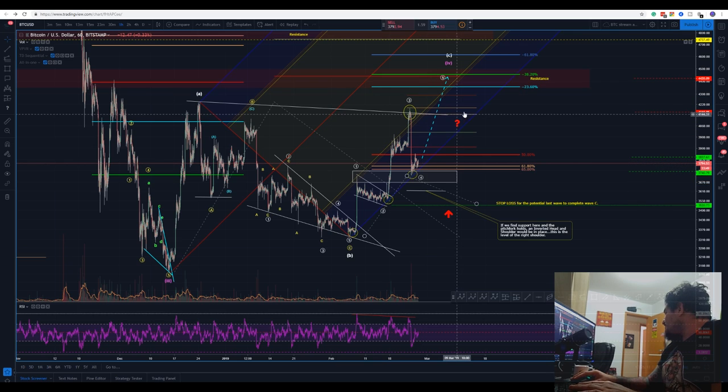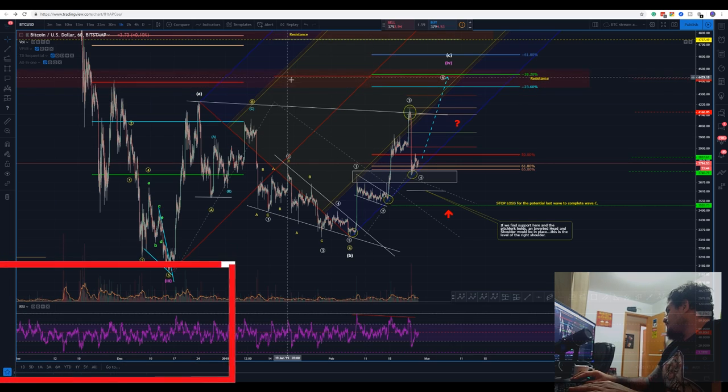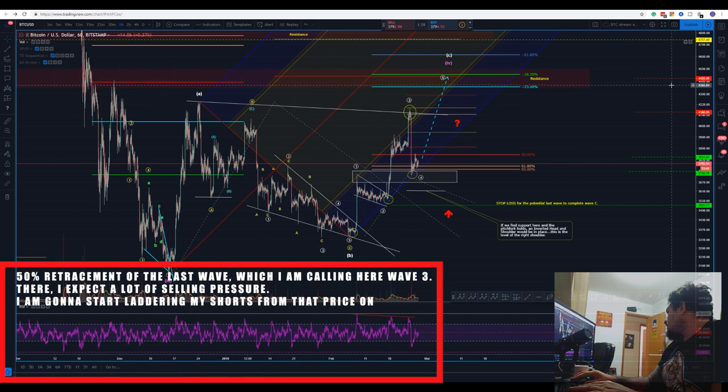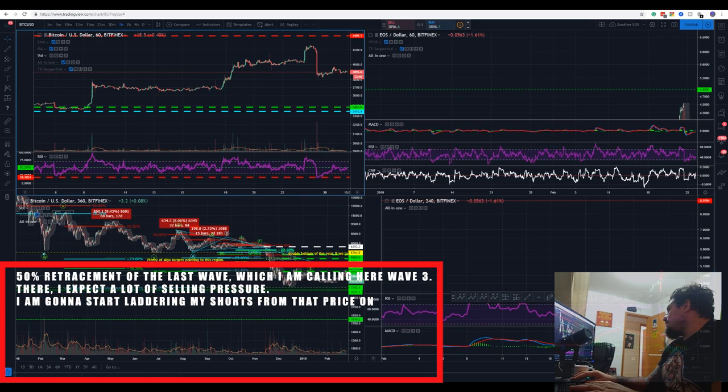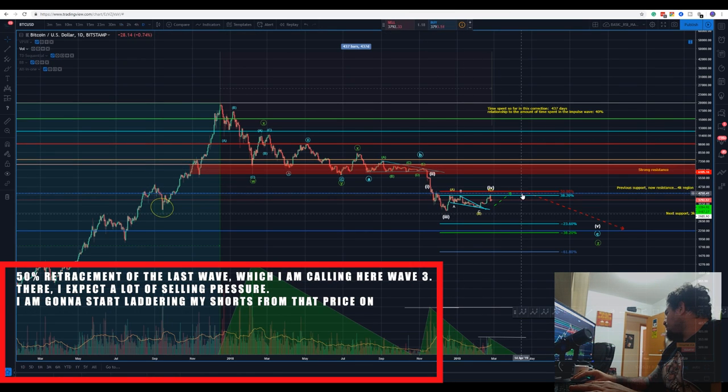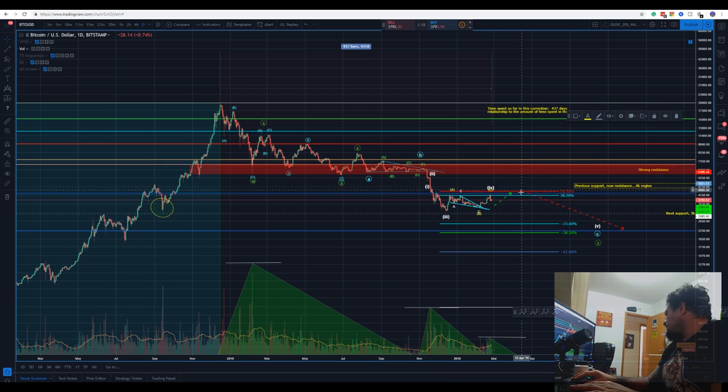What I would definitely do is, if we get to this minus 36%, 50% retracement here, the 4,400, I would start laddering my shorts, because then we would have a lot of selling pressure here. This is the 50%, 4,400. Now this area here is a huge resistance.